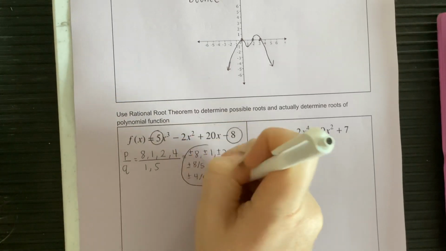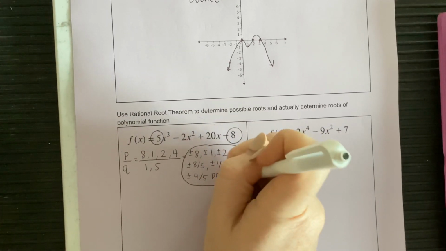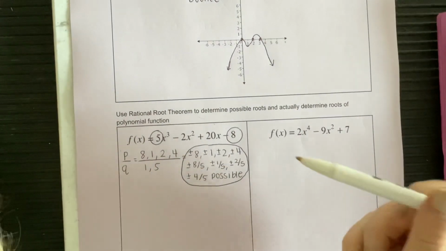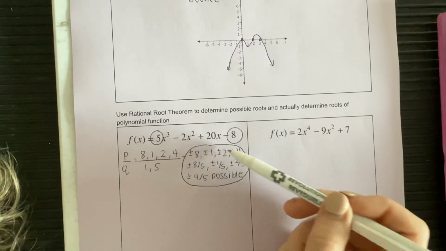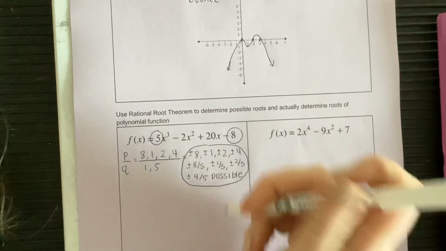If that's the question, like if it asks you what are all the possible, these are all your possible. It might ask you how many possible. If I count, 1, 2, 3, 4, 5, 6, 7, 8, but positive or negative, that's 16 possible.